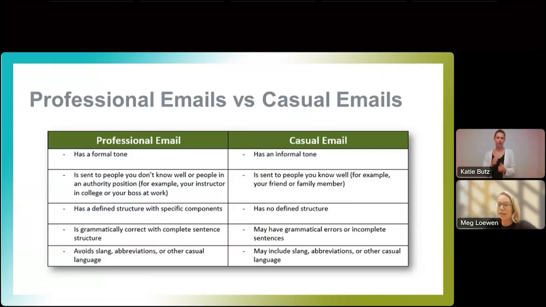Professional emails are sent to people that you either don't know very well or people who have authority over you. So for example, as students, your instructors are in an authority position over you, so the emails you send to them should be professional. This is the same case with your boss or manager at work. Casual emails are sent to people you know really well, people in your inner circle like your family or your friends.